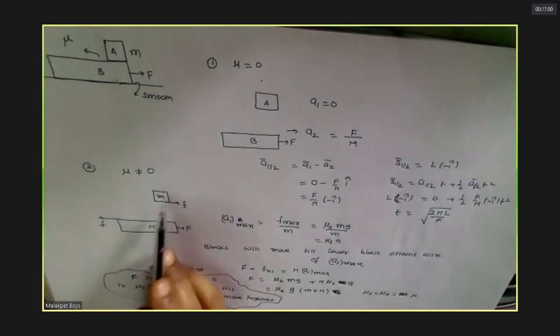Because this is controlled by friction. Friction has a maximum value, that is the maximum acceleration. Whereas this is controlled by applied force. Applied force can be going on increasing, no? This is fixed, but this is increasing. Therefore, this acceleration goes on increasing. Till one stage of force, both will have common acceleration. Now, F is further increased above this. The blocks will move separately. Understood this? Yes.